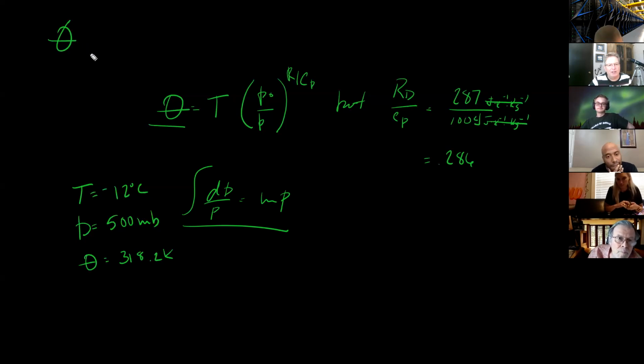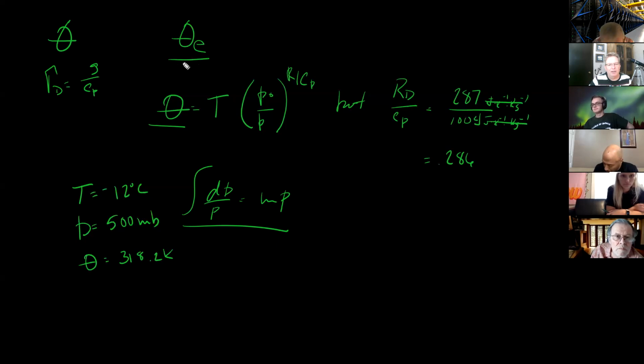So for theta, we solved how to do that, Poisson's equation. We figured out how to determine the dry adiabatic lapse rate, which is really only just this. That's pretty straightforward. When we do this is hard. Solving for theta E, deriving theta E, that's going to be difficult.